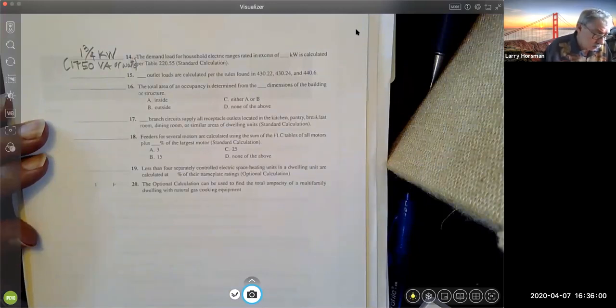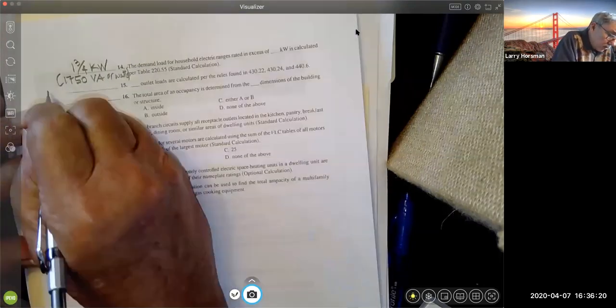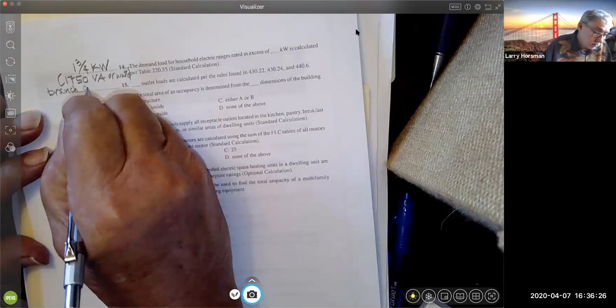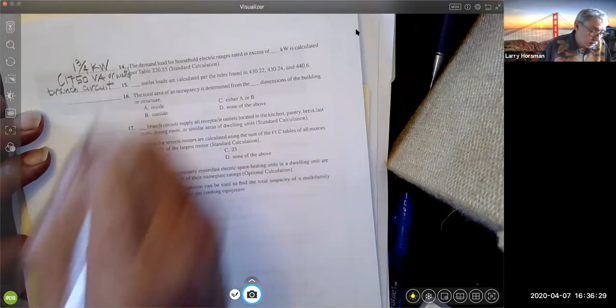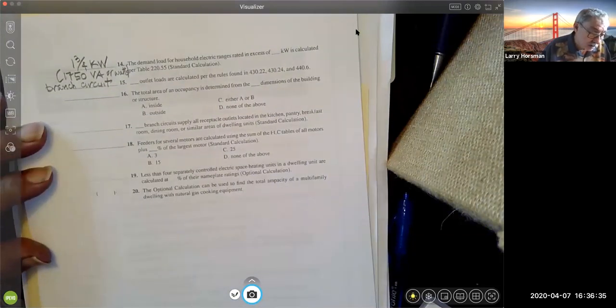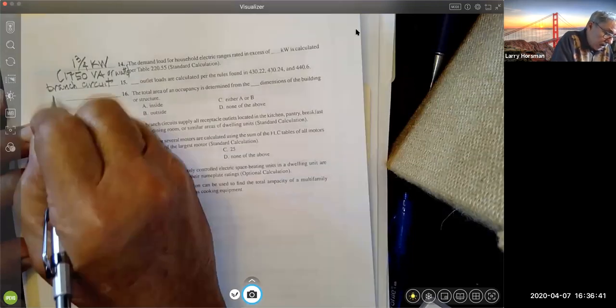15. What kind of outlet loads are calculated per the rules found in Articles 430.22, 430.24, and 440.6? Those are branch circuit outlet loads. 16. Total area of an occupancy is determined from the outside dimensions of the building or structure. So that would be B.